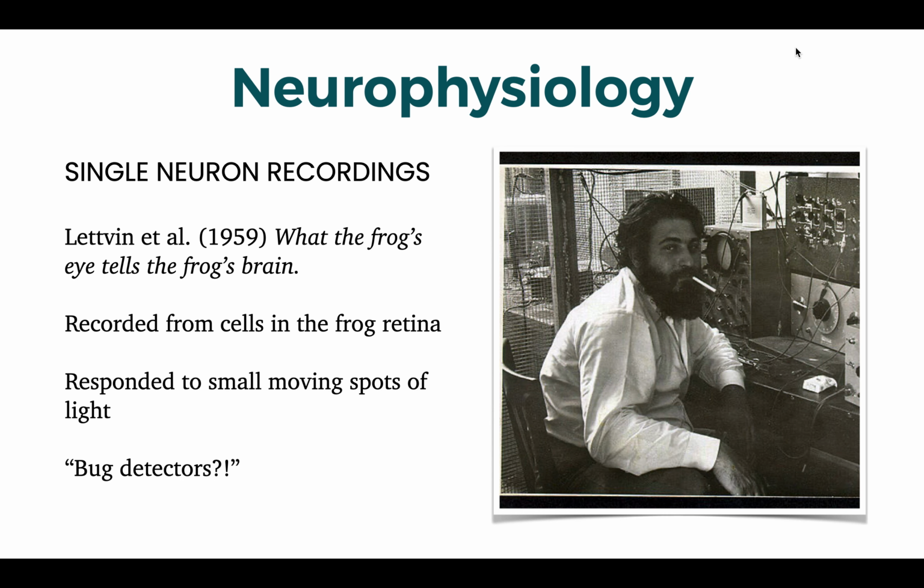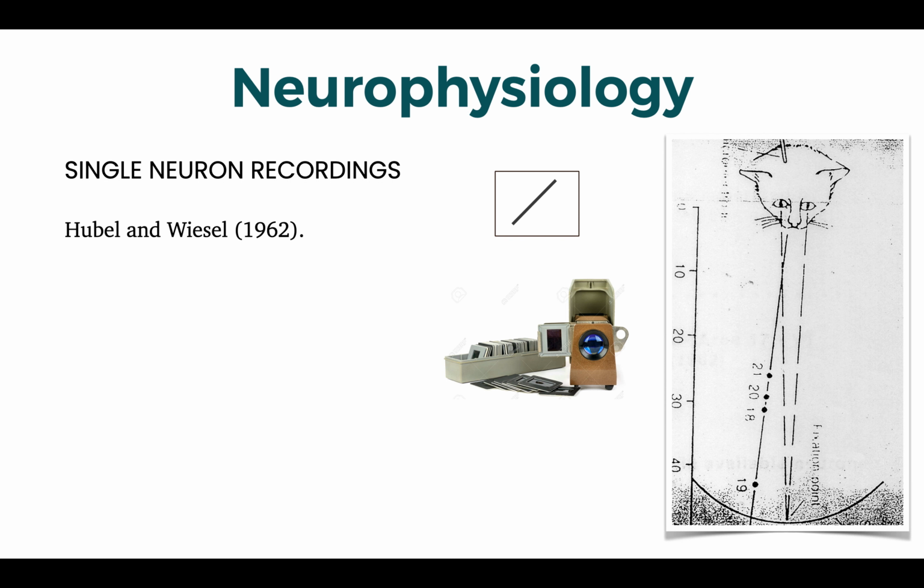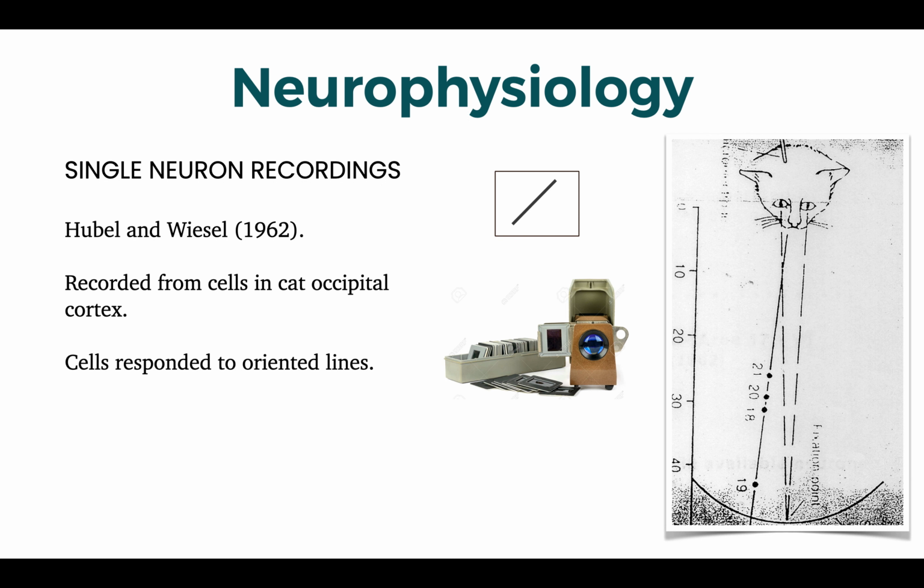The next big names in neurophysiology are going to be Hubel and Wiesel in 1962, and they were doing recording from cells in cat occipital cortex. Yes, I know, I love kitties as well, but to their credit, we did get a lot of really good information out of these experiments that they did. And what they found, quite by accident actually, is that cells responded to oriented lines.